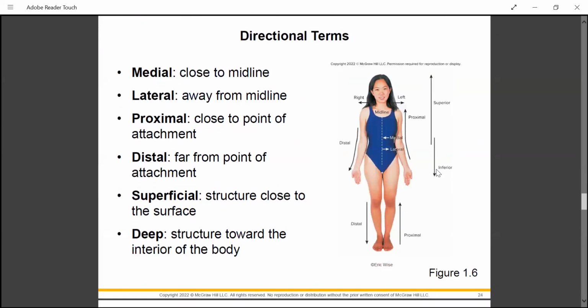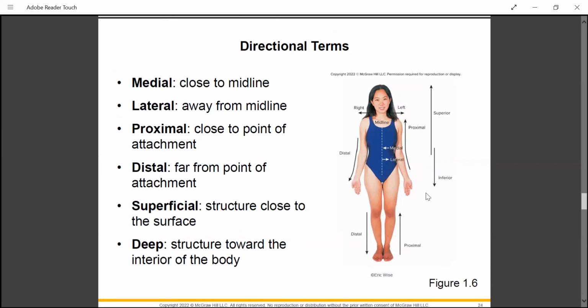A couple other terms, we have medial and lateral. So medial and lateral refer specifically to the midline. So medial meaning closer to the midline, lateral meaning farther away from the midline. Proximal and distal. So proximal is closer to the point of attachment. Distal is farther from the point of attachment.